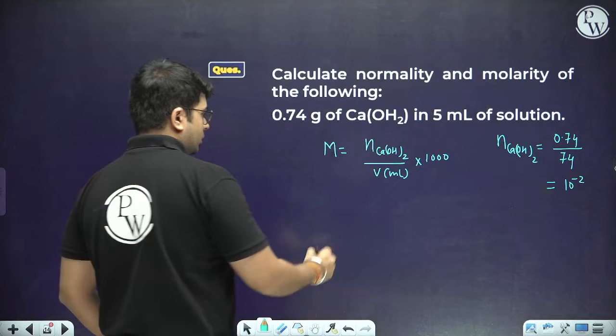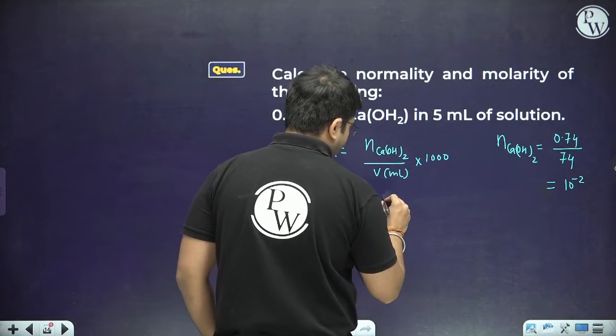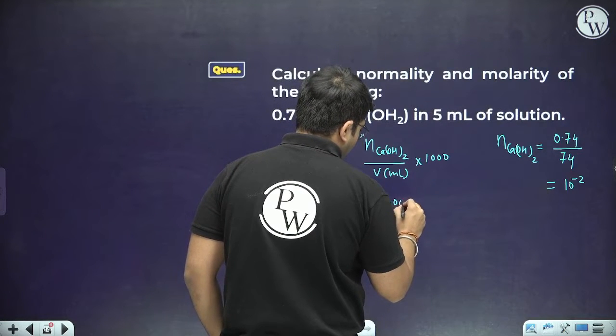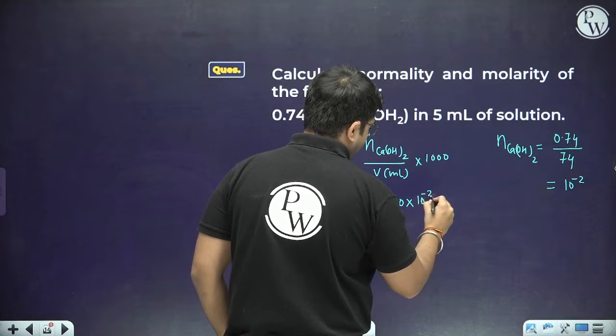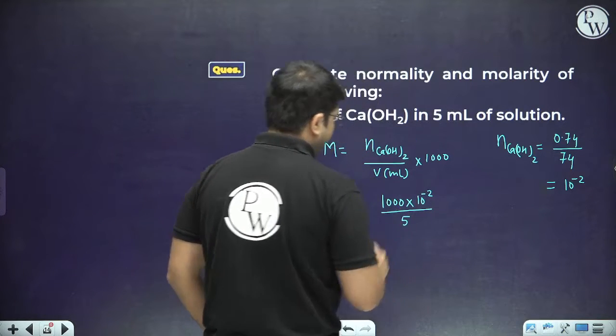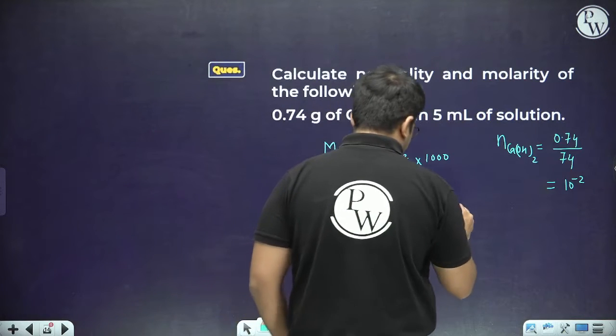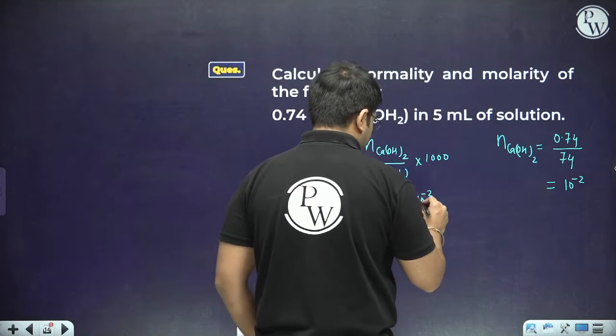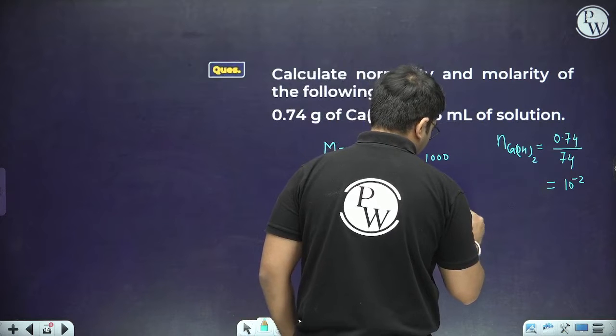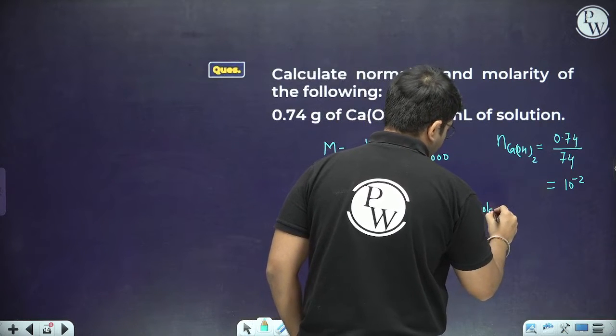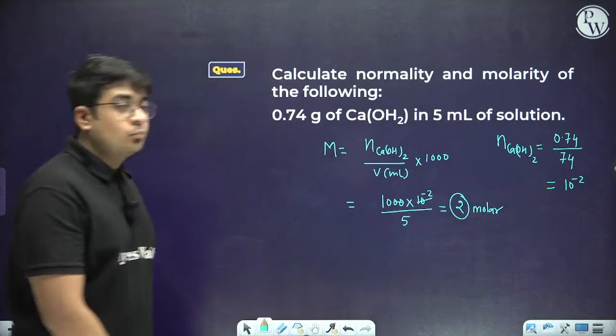Okay, no issues. So molarity will be 1000 multiplied by 10 raised to the power minus 2 divided by 5 ml, 5 ml of the solution. So in this case, you can say that 10 raised to the power 2 cancel out each other. So that will be 2 molar. That is the molarity.